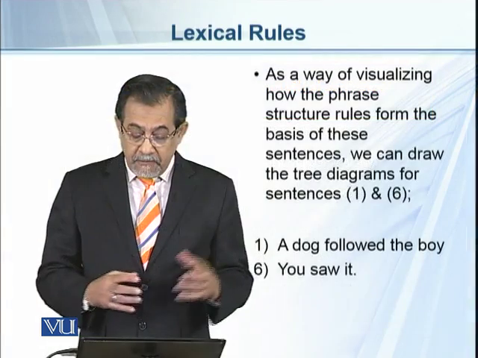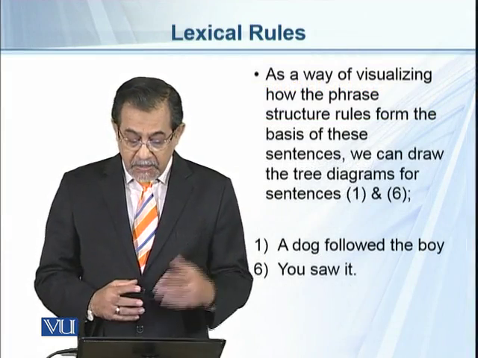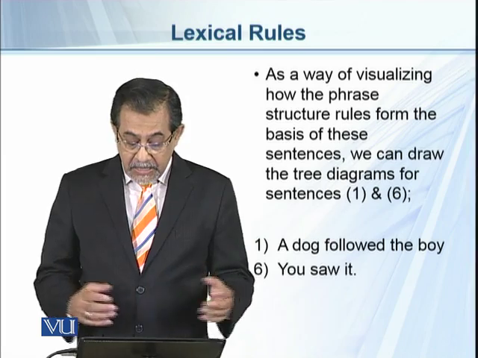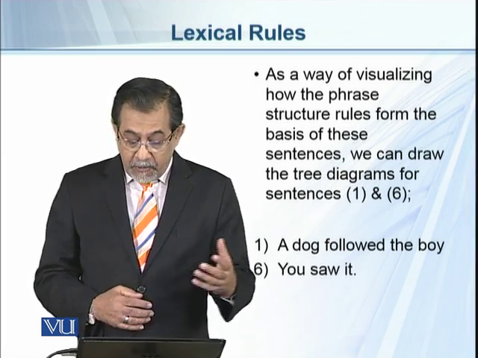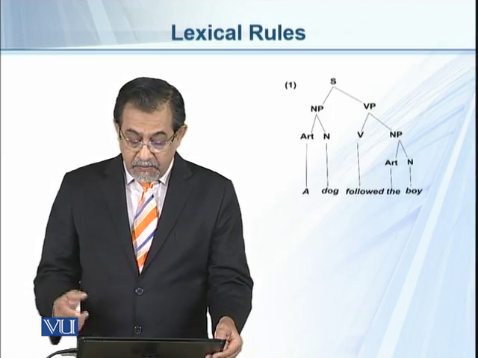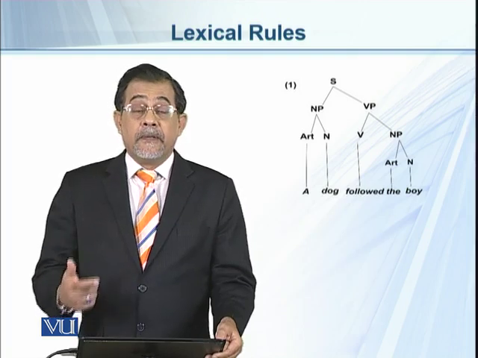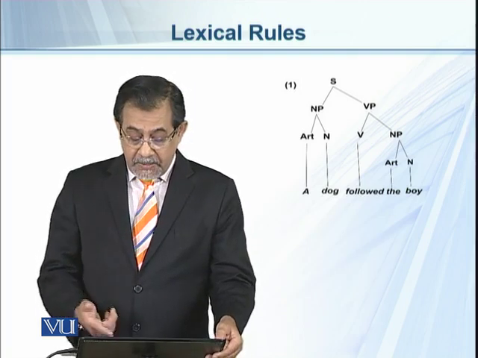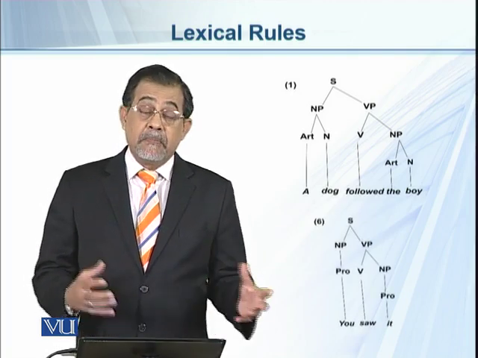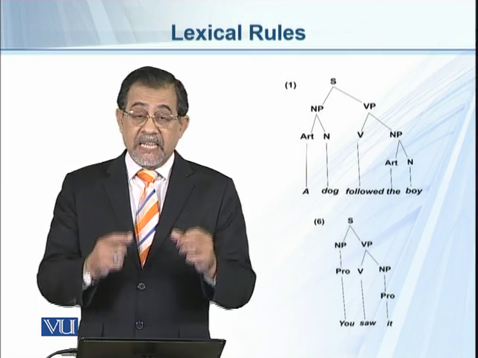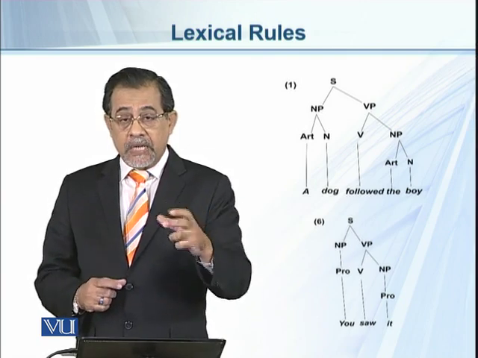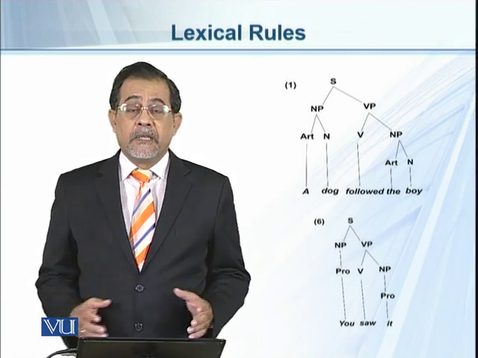So as a way of visualizing how the phrase structure rules form the basis of these sentences, we can draw the tree diagram for sentences 1 and 6. We can say a dog followed the boy and you saw it. So let's look at this. A dog followed the boy. We have a sentence consisting of a noun phrase and a verb phrase, and this is how we can draw a sentence. And similarly, you saw it can be made a sentence in which we can very precisely tell how phrase structure rules are used to construct or to generate different phrases.